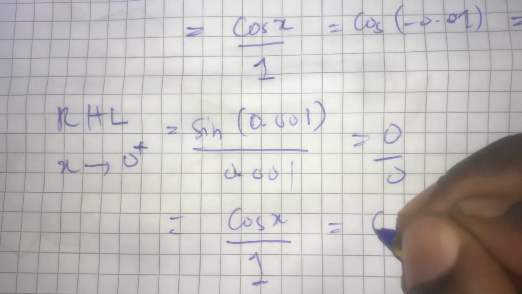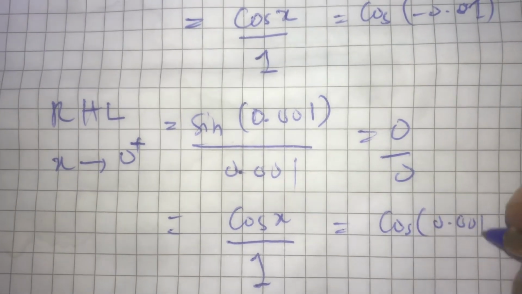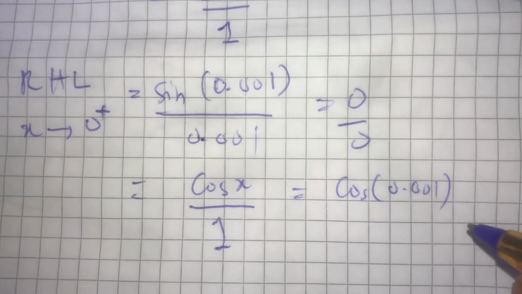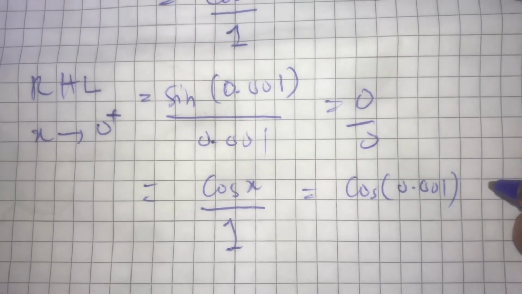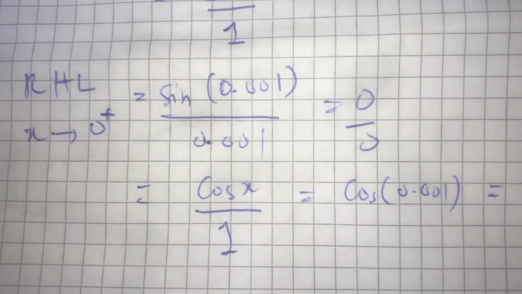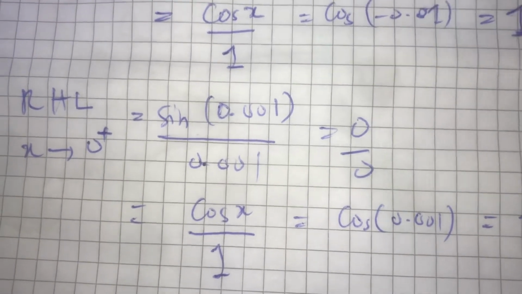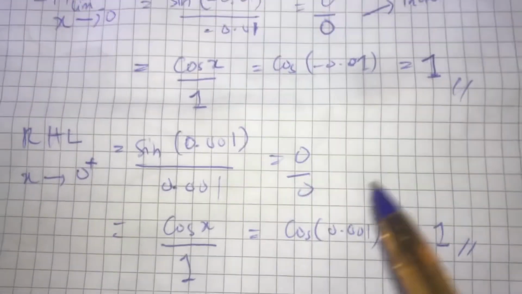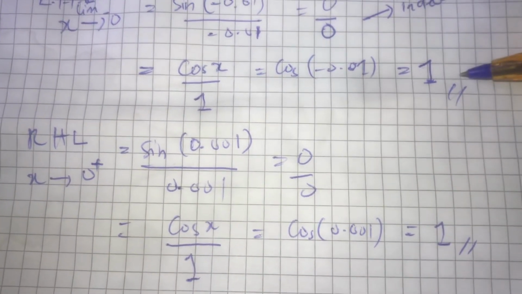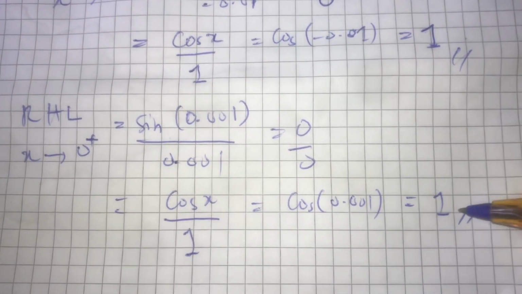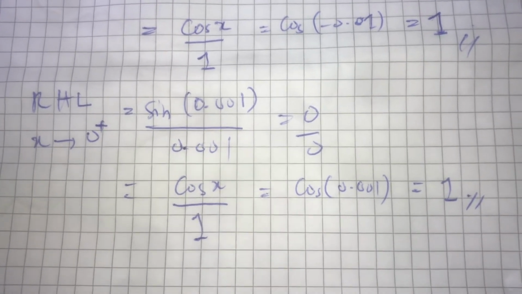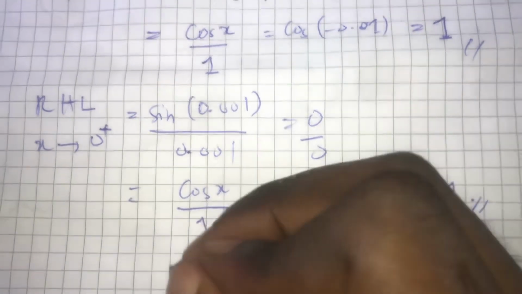Now when I put in 0.001, 0.001 is approximately 0. So I'm going to say cos 0. So cos 0 is 1. So now you can see that our left hand limit, which is 1, is equal to our right hand limit. So the limit of this function is 1.